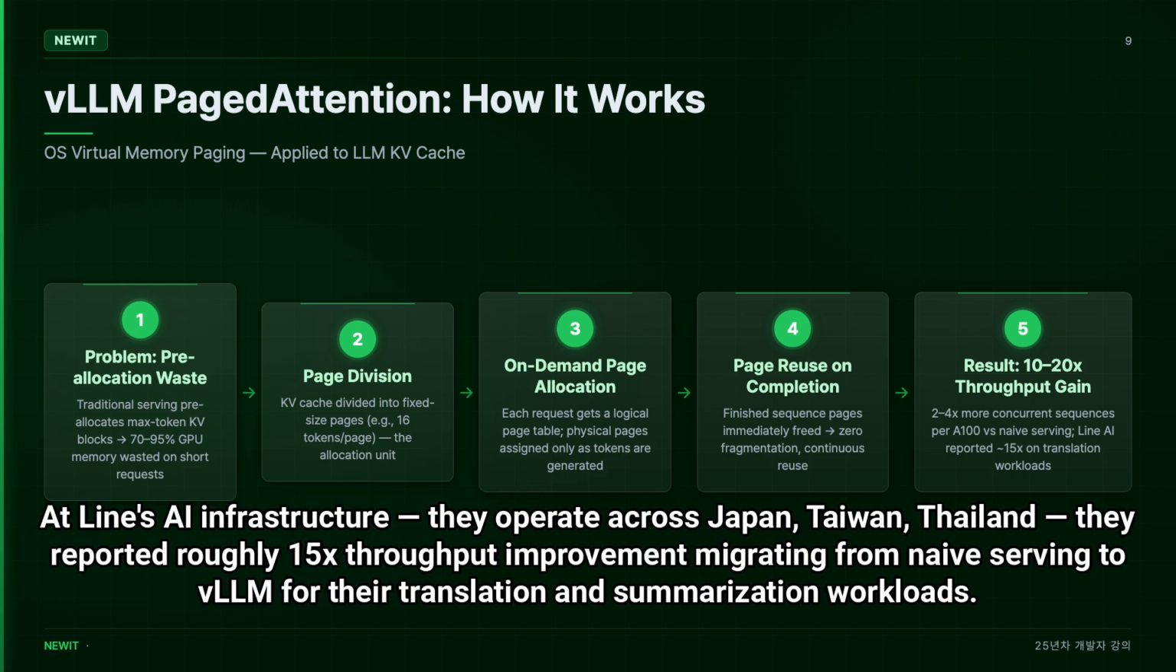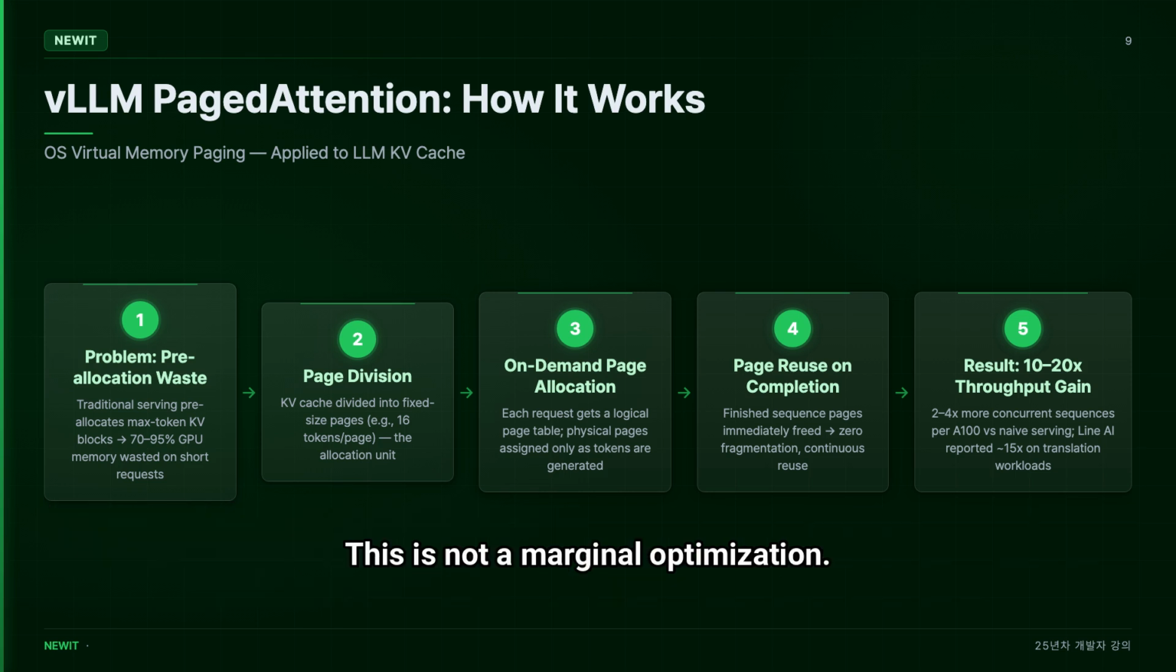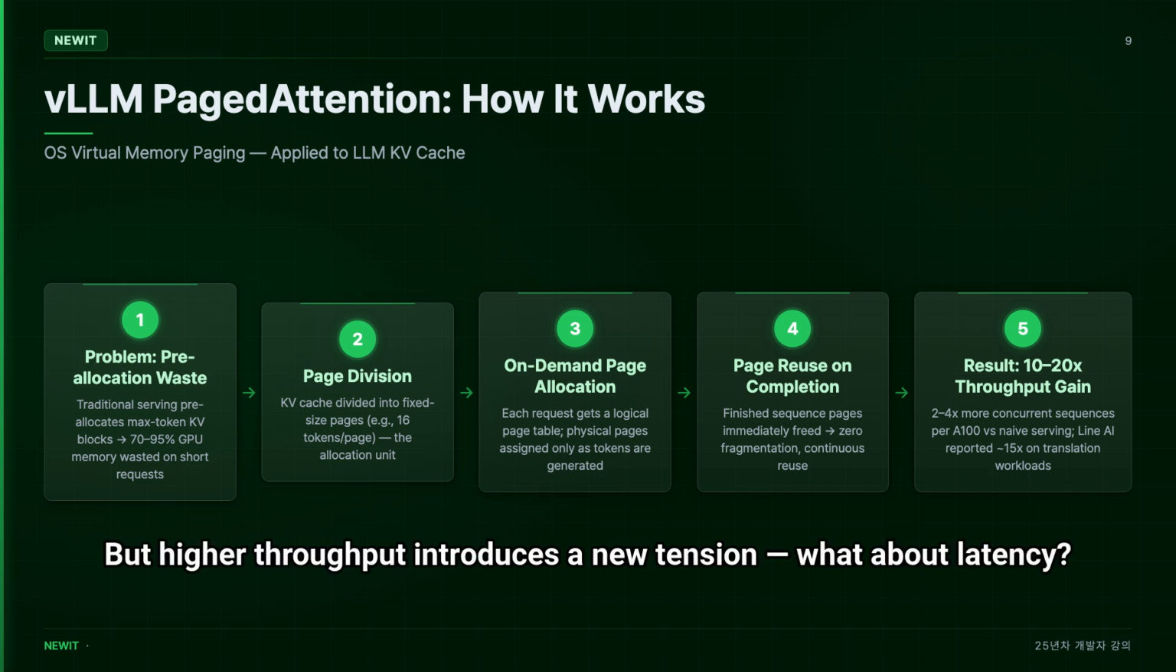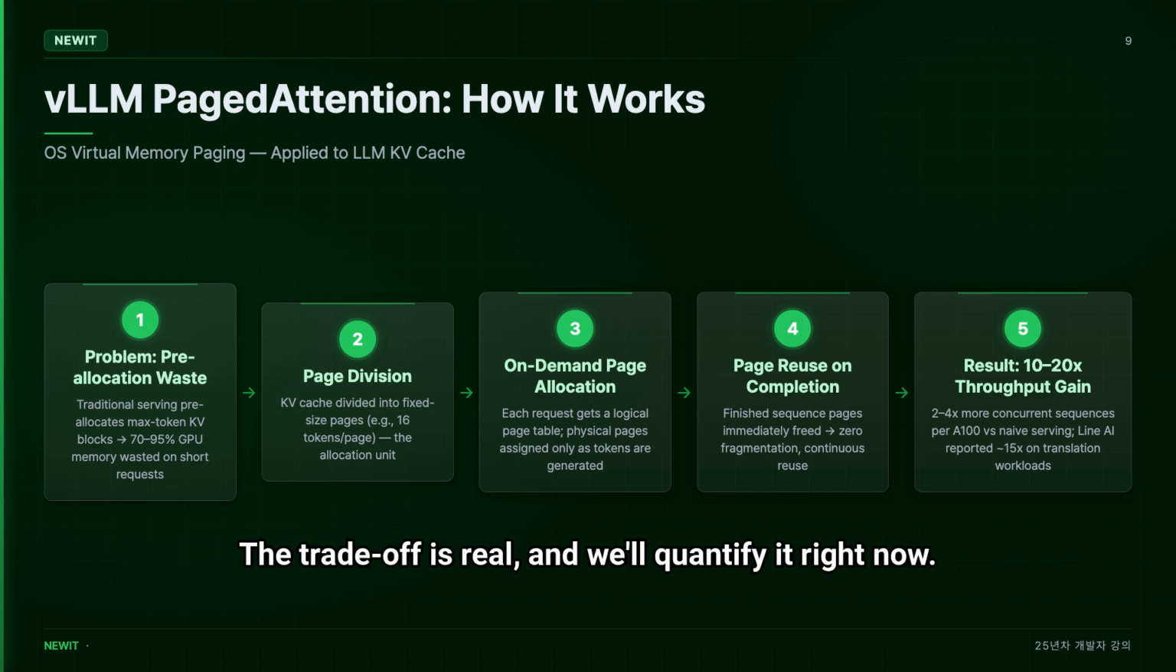At LINE's AI infrastructure, they operate across Japan, Taiwan, and Thailand. They reported roughly 15x throughput improvement from naive serving to vLLM for their translation and summarization workloads. This is not a marginal optimization. It is table stakes. But higher throughput introduces a new tension. What about latency? The trade-off is real, and we'll quantify it right now.